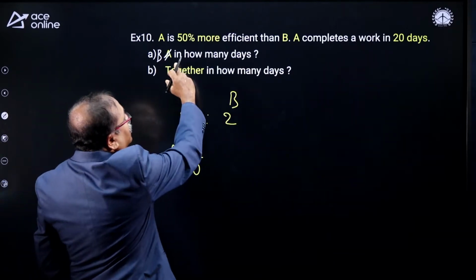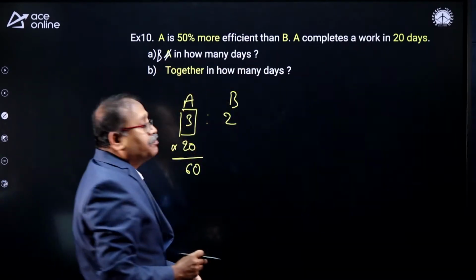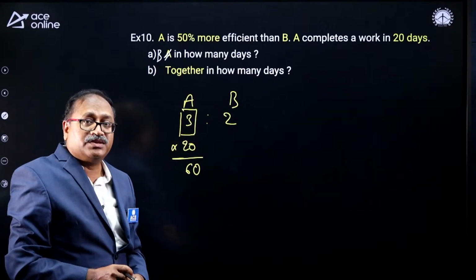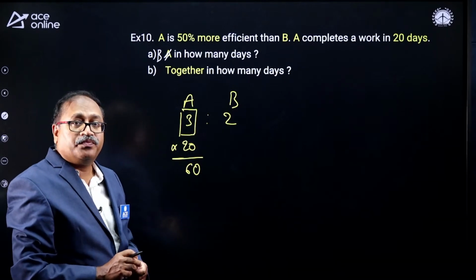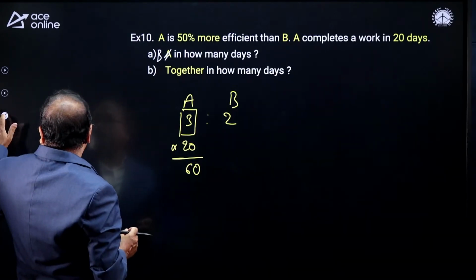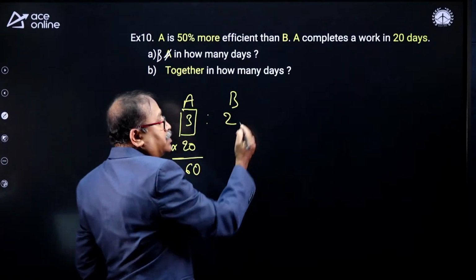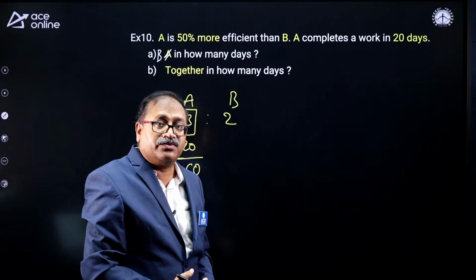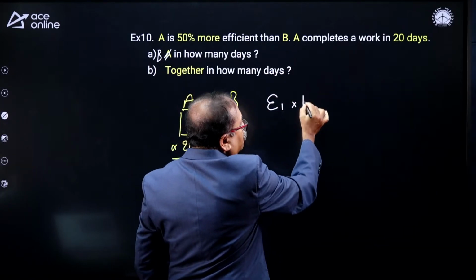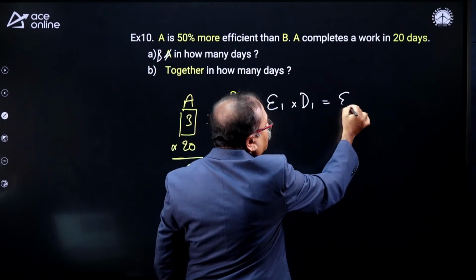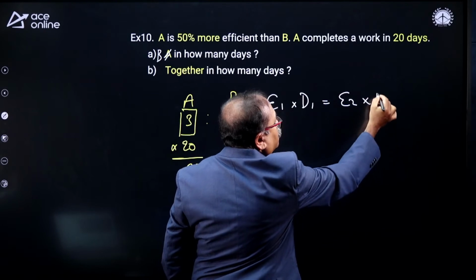Now, then B can complete the same work in how many days? So look at the B efficiency. The B efficiency is 2. So here I'll use one formula that is very handy and will give you the quick result, which is something like efficiency 1 into day 1 is equal to efficiency 2 into day 2.